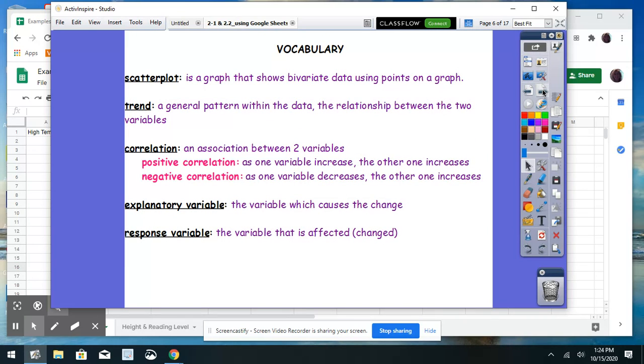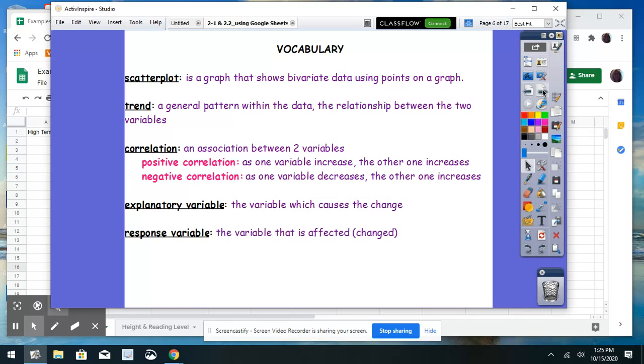So we have some vocabulary here: scatter plot, trend, correlation, explanatory variable, and response variable. Scatter plot is just that graph that a couple of them we just looked at that show bivariate data using points. A trend is the general pattern. We notice that they can go up, they can go down, or there can be no pattern, really. Correlation is either positive or negative, and it's how those two variables are associated.